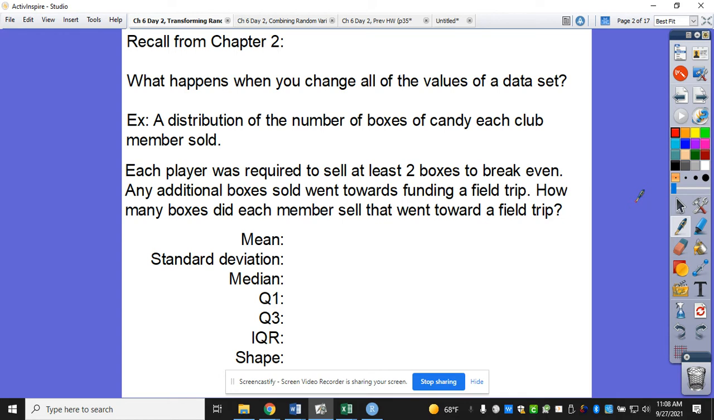So this is telling me all values, subtract 2. So I calculated all this stuff we don't need to do. What would happen to my new mean? What would my new mean be versus my old mean? What else would be 2 less than it was before?